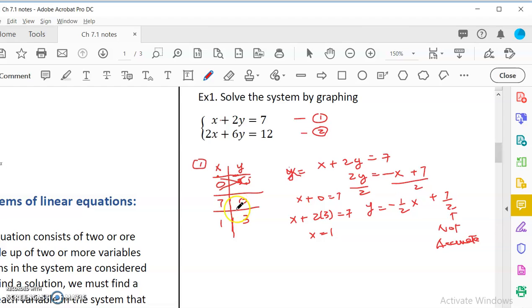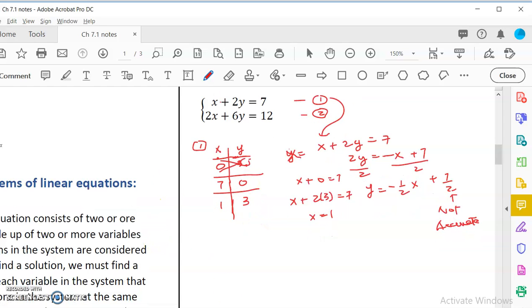So you would try to write it in x-intercept form first to see if you get a good number. If not, you want to build tables. When you build table values, try to make good numbers. So I'm going to graph this, 7, 0 and 1, 3.